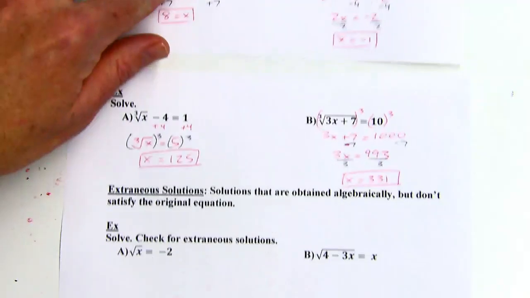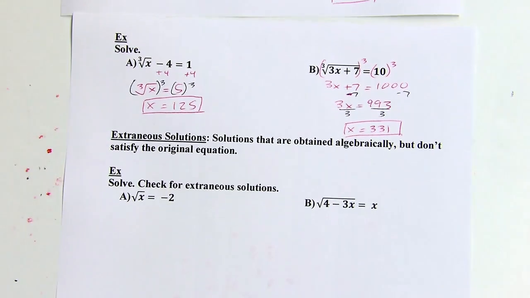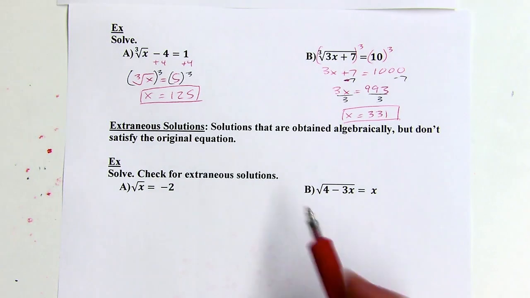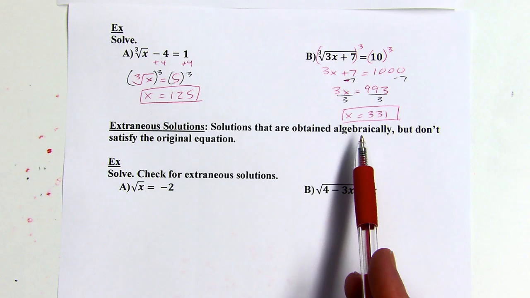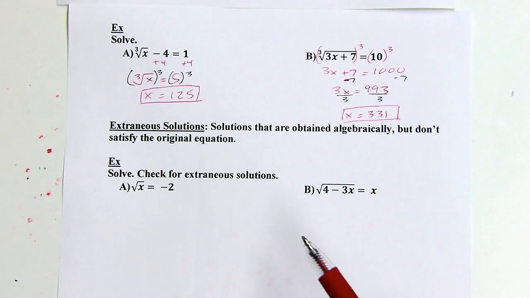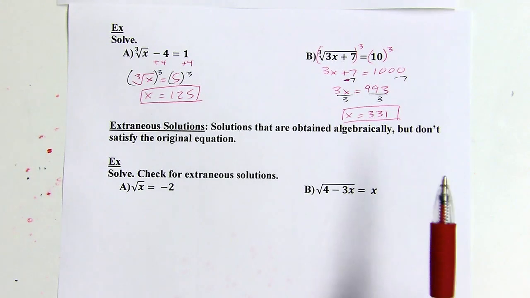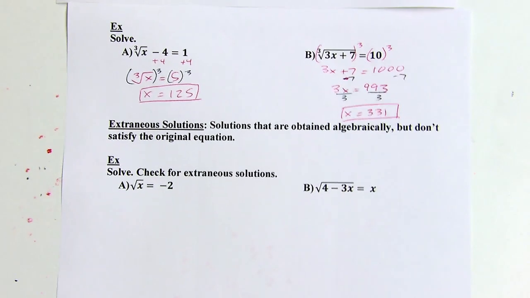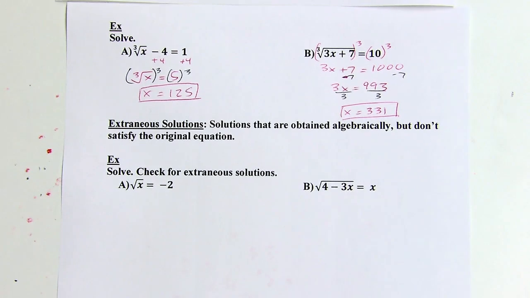Okay. Nothing really different with the cube roots except you cube instead of squaring. So I haven't been doing the checks on these problems, but sometimes you can get answers that are extraneous. That means it's a solution that you got algebraically, that's fine, but when you test it in the original problem, it doesn't work. All the problems we've done so far don't have extraneous solutions, but it's probably a good idea to always check your answers. So I'll show you some that might have extraneous solutions now.